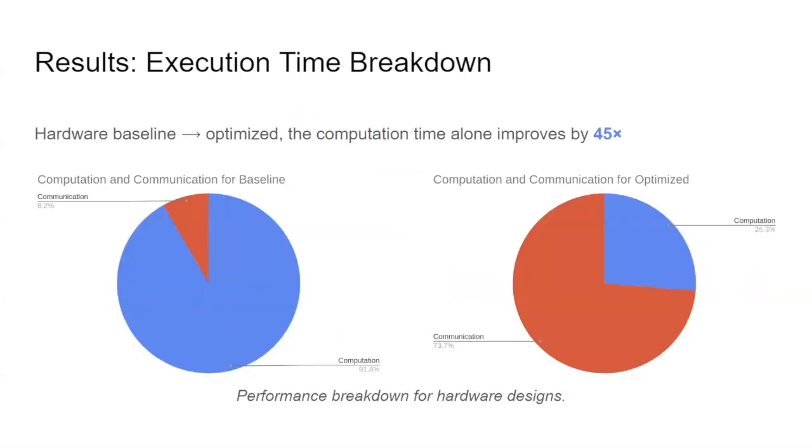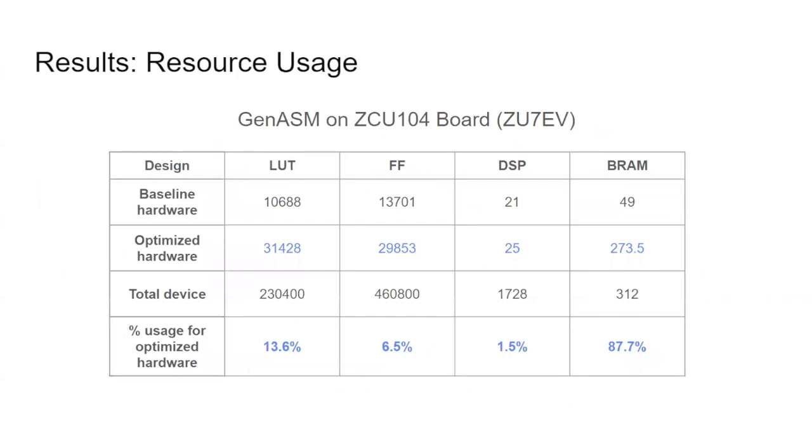Here we show the execution time breakdown of the baseline and optimized hardware. It's clear that we were able to reduce the computation by a lot, by around 45x, but still in the optimized design, the communication is a big bottleneck. Moreover, in terms of the resource usage, the BRAM was the most significant since we have very large traceback matrices. The other types of resources are fairly small.